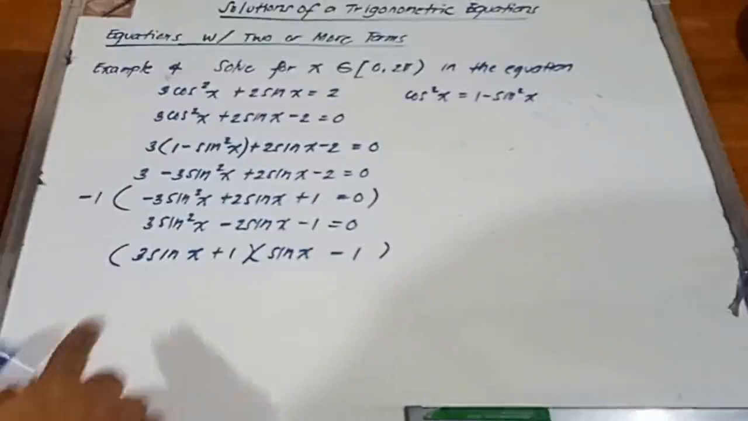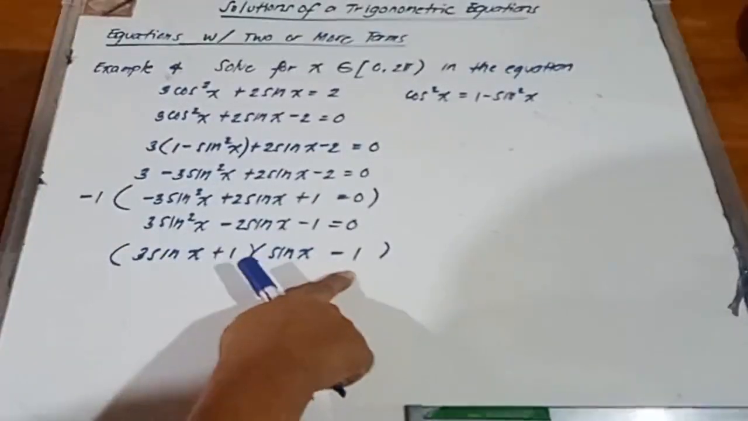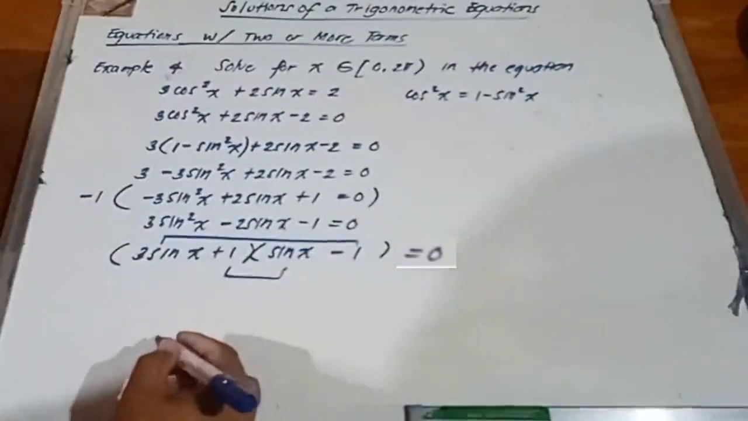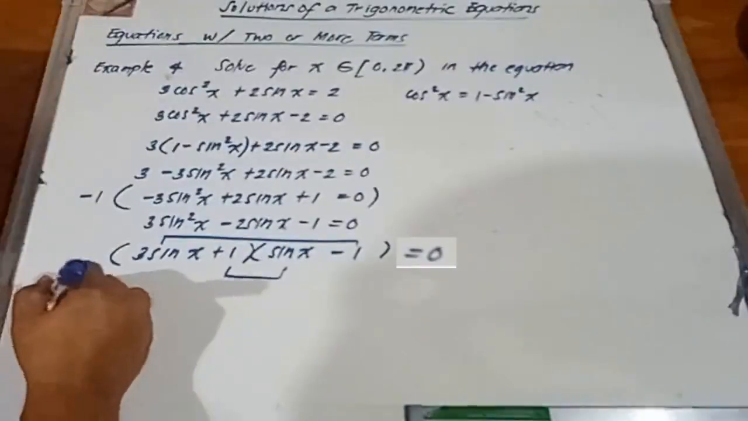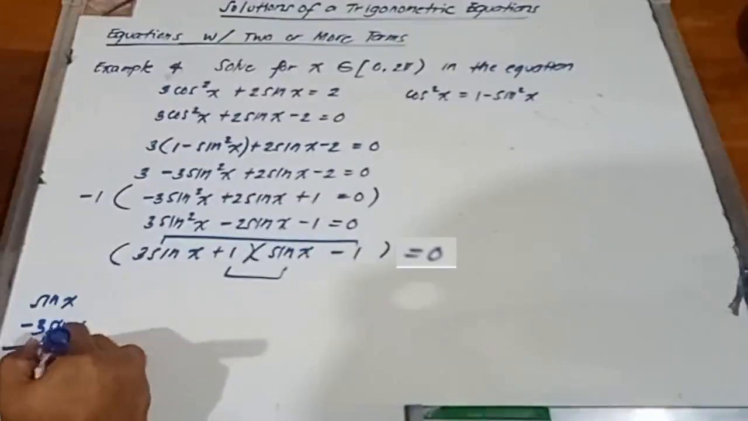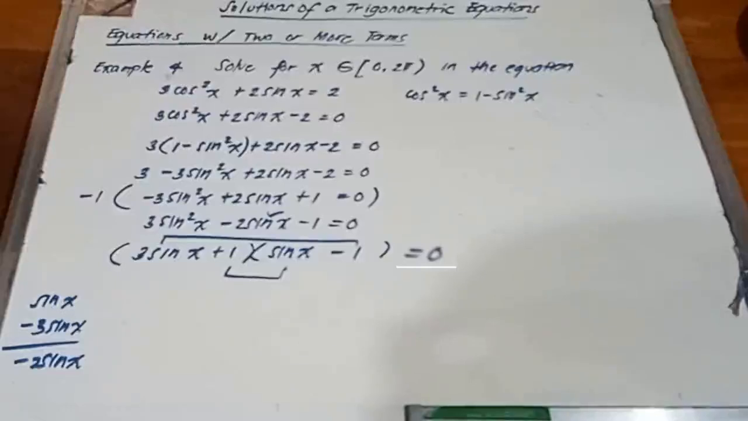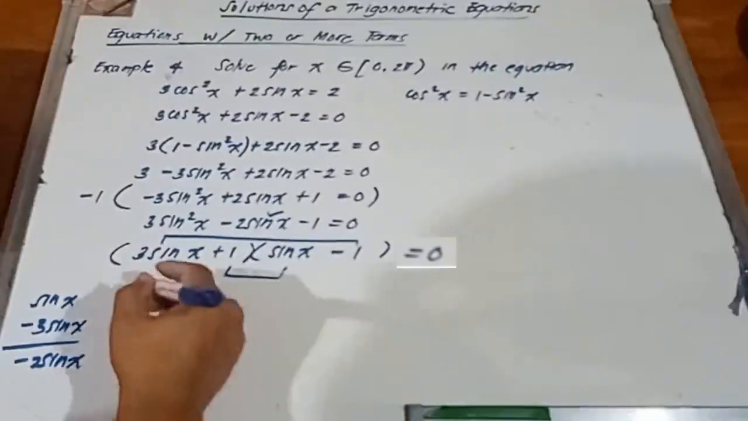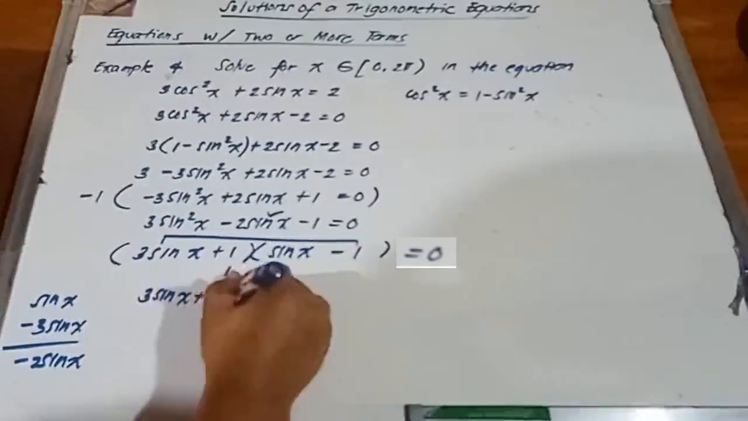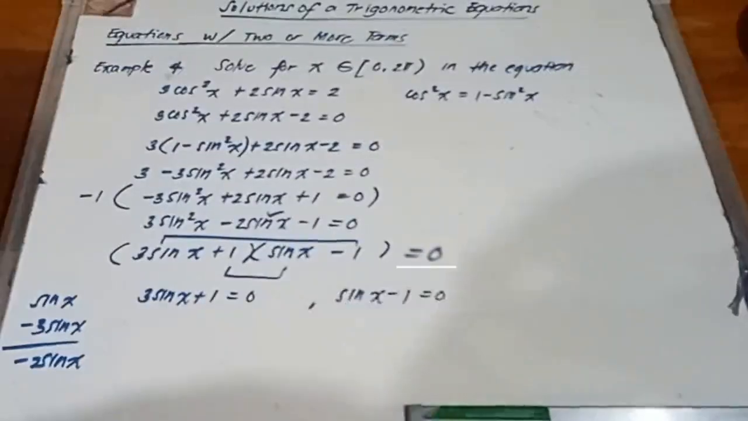Try natin. 3 sine x times sine x is 3 sine squared x. 1 times negative 1 is negative 1. Product of the means plus product of the extremes, pag pinagsama mo yan, sine x and negative 3 sine x, that is negative 2 sine x. Tama doon sa ating middle term. Sa makatuwid, tama yung ating pagkaka-factor. Then, by zero factor law, we have 3 sine x plus 1 equal to 0. The other one is sine x minus 1 equal to 0.